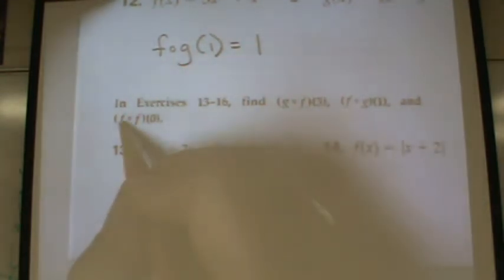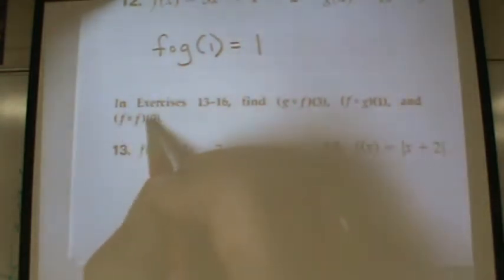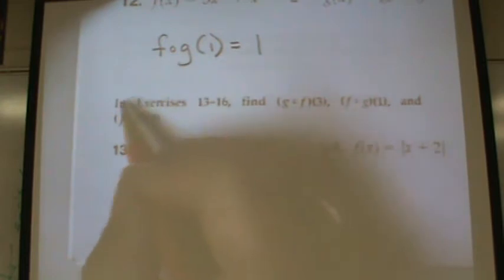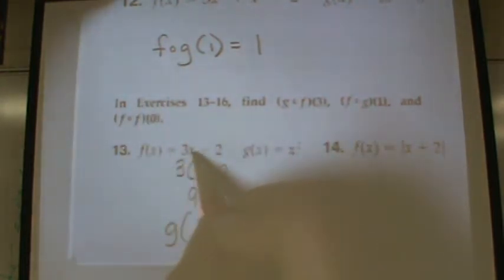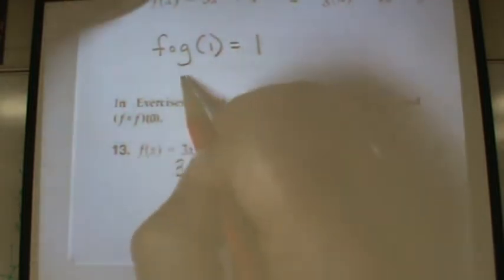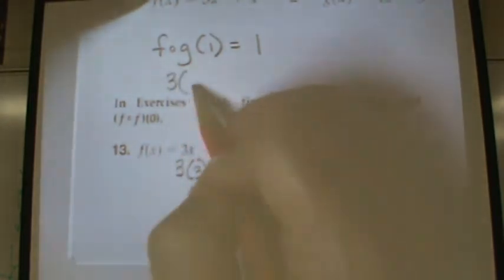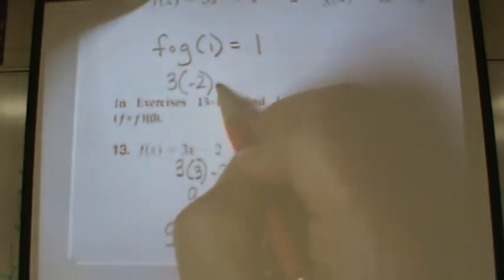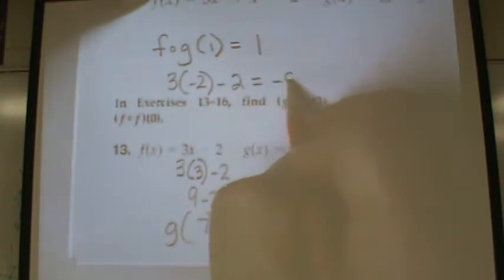And then the last one, they want you to plug 0 in the f function and then the result again in the f function. So if you put 0 in here, 0 times 3 is 0. 0 minus 2 is -2. And then you're going to plug -2 into the f function. So 3 times -2 is -6 minus 2 gives us -8.